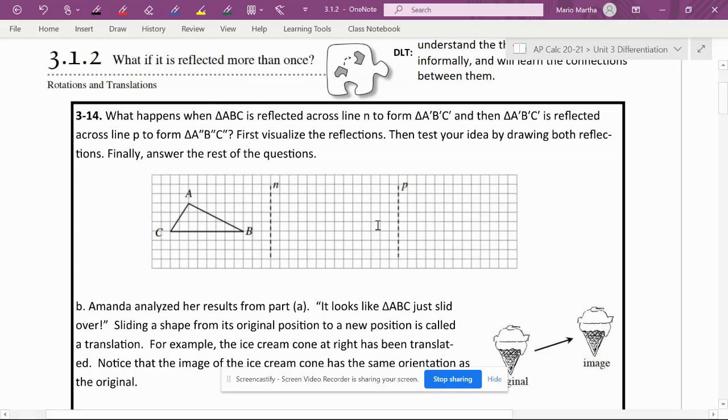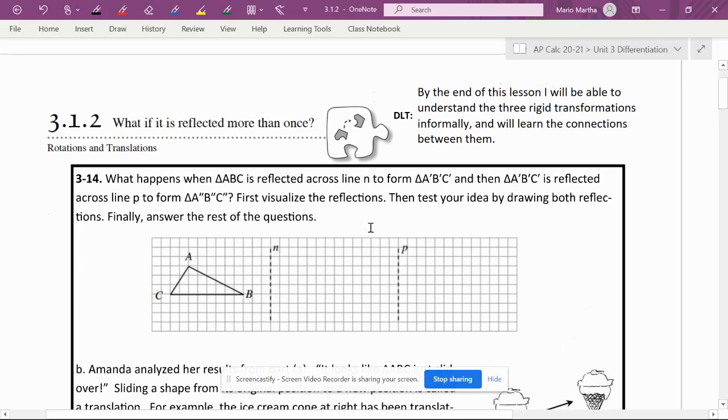Welcome back, everybody. Today's topic, 3.1.2: what if it's reflected more than once? Last time we pretty much saw what a reflection was. Today we're going to be looking at other transformations. The learning target for today: by the end of this lesson, I will be able to understand the three rigid transformations informally, and we'll learn the connections between them.